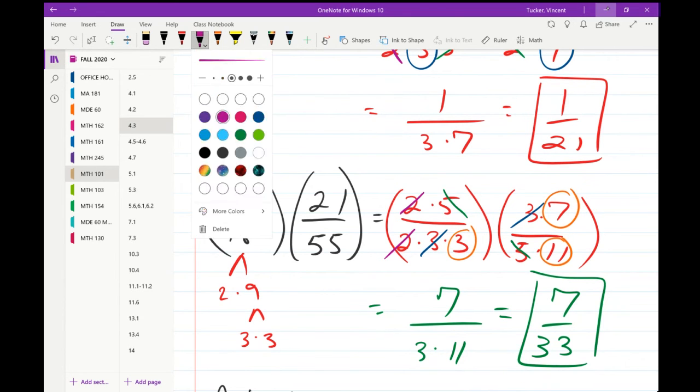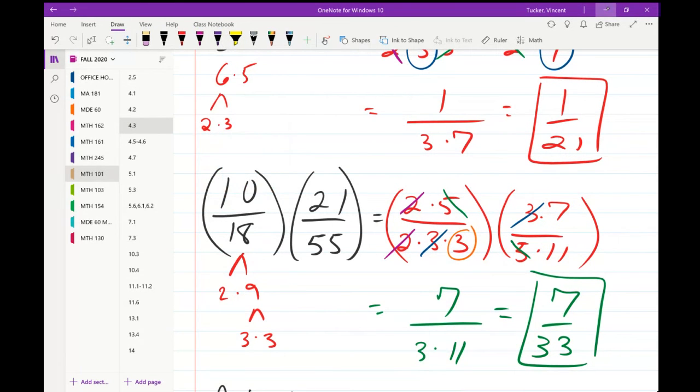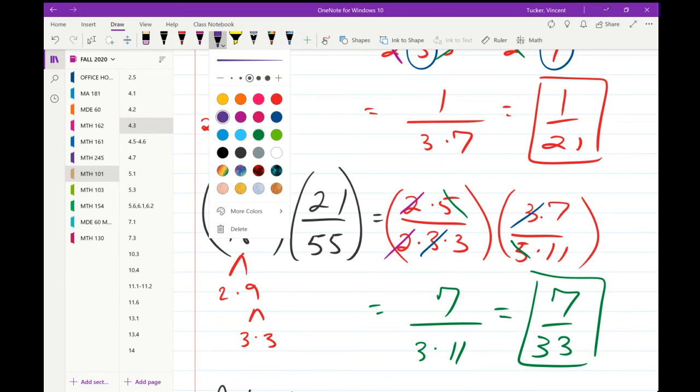I think I want a better color than that. Yeah, I'm just playing with colors while you guys are finishing up.